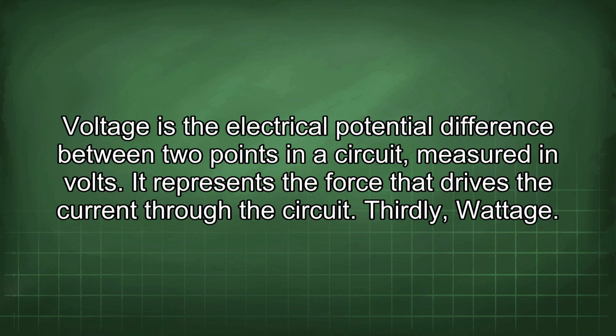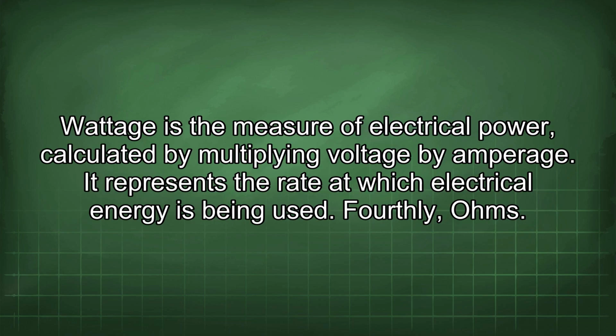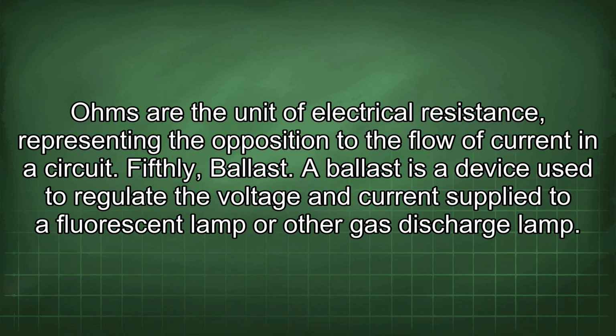Thirdly, wattage. Wattage is the measure of electrical power, calculated by multiplying voltage by amperage. It represents the rate at which electrical energy is being used. Fourthly, ohms. Ohms are the unit of electrical resistance, representing the opposition to the flow of current in a circuit.